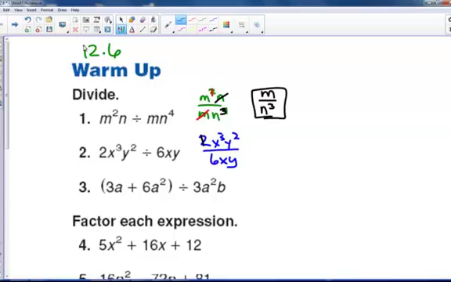So 2 over 6 is 1 over 3. 3 x's on top, 1 x on the bottom, 2 left on top. 2 y's on top, 1 on the bottom, 1 y left on top. So x squared y over 3.